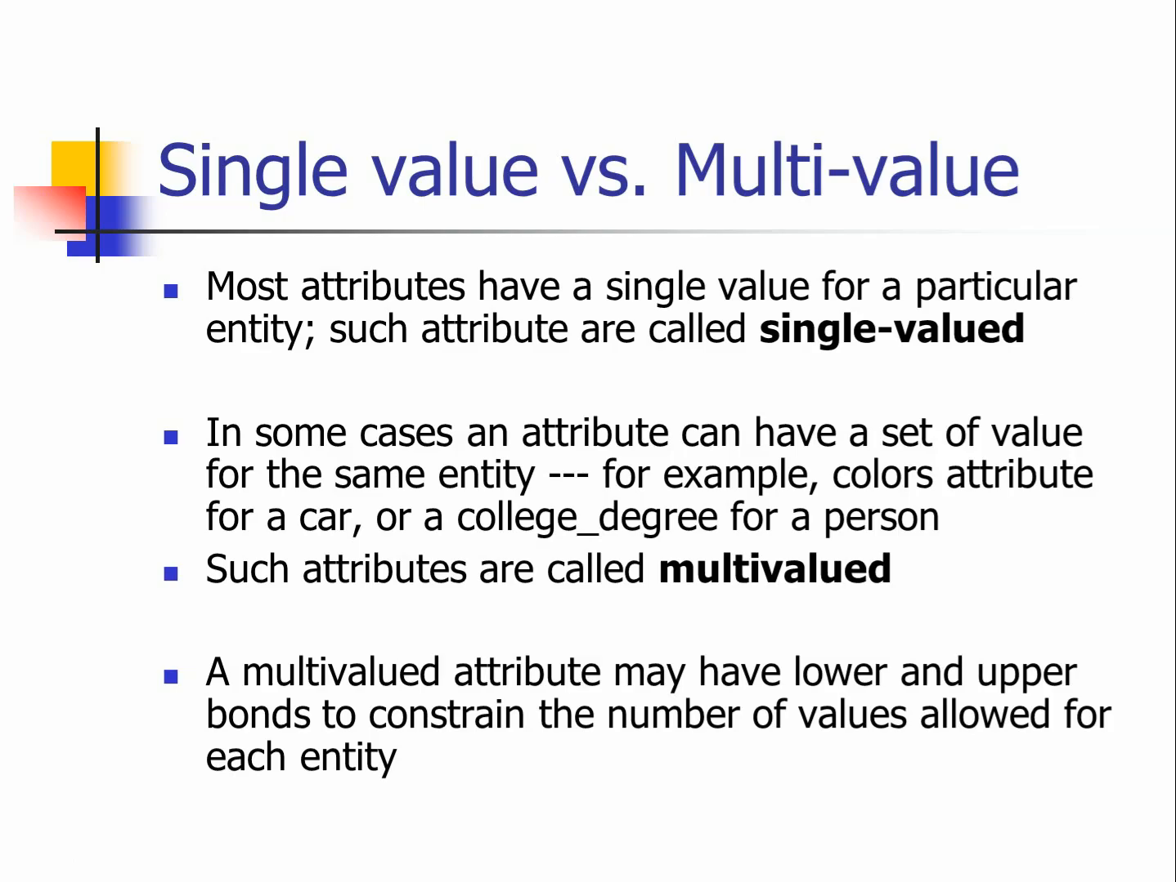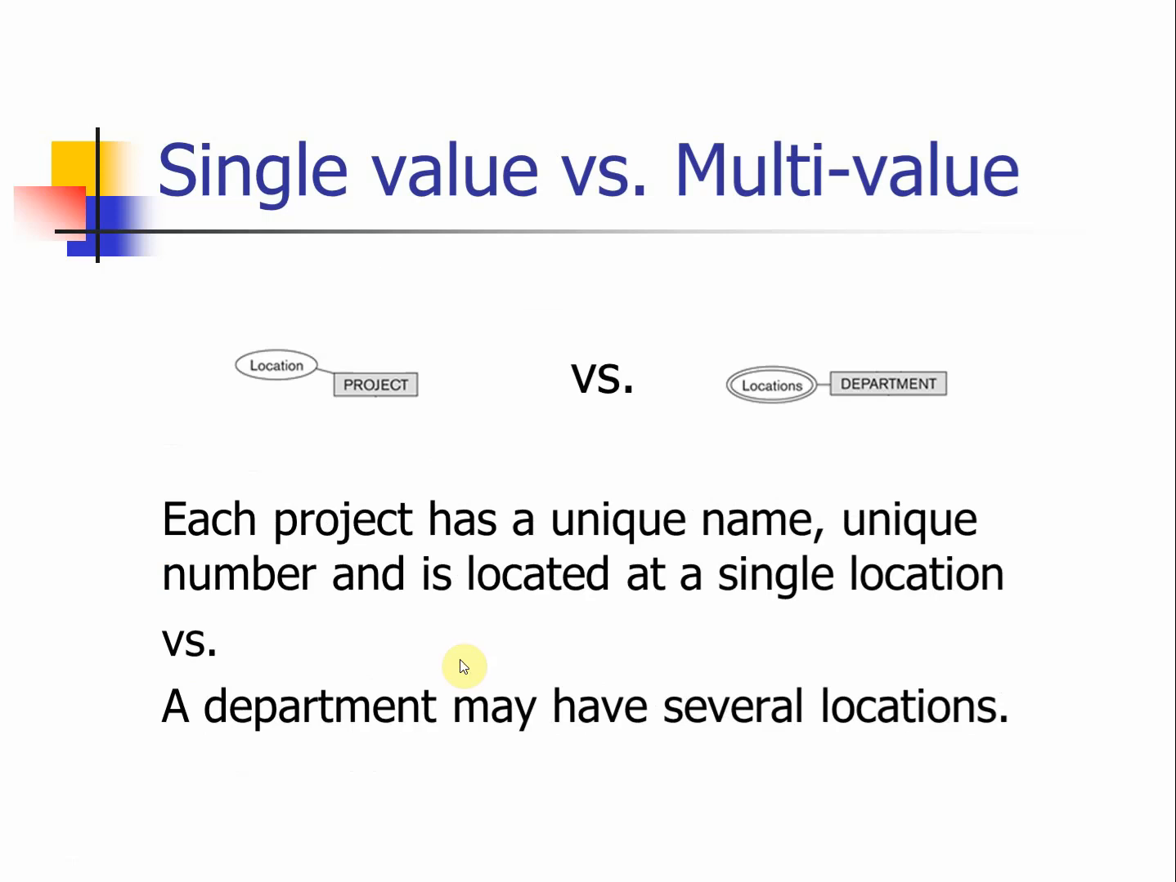If there are some cases that you need to have more than one value to be held by the variable, then that cannot simply be a variable anymore. It needs to be something like an array that can hold multiple values. And that is why we need to separate it out to look into what we call a multi-value attribute. Let's take a look at some examples.